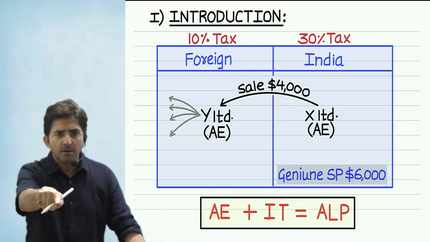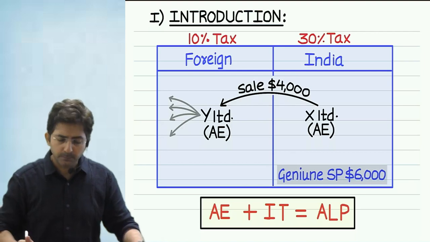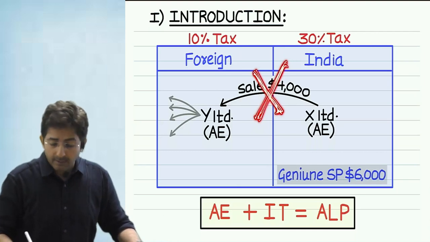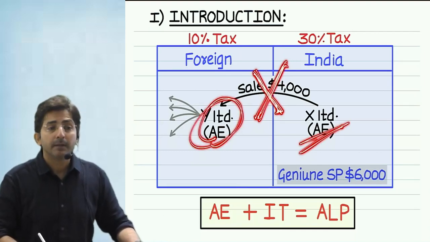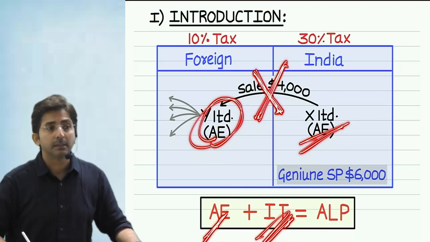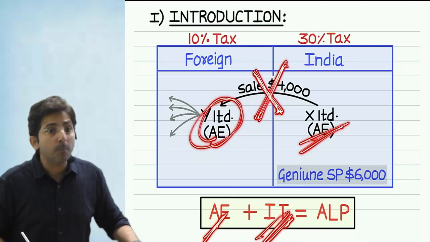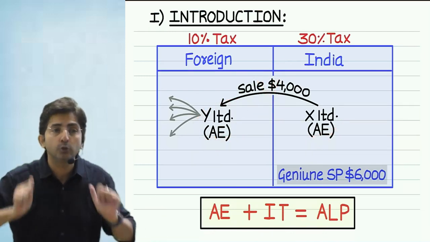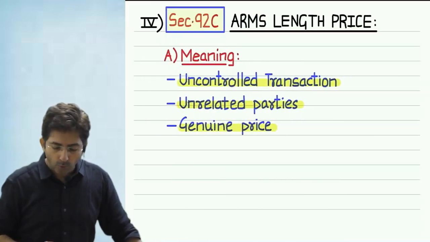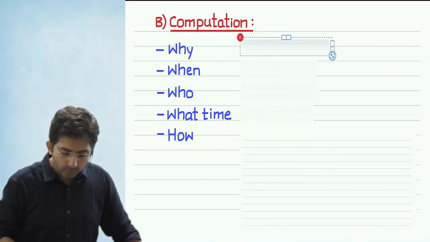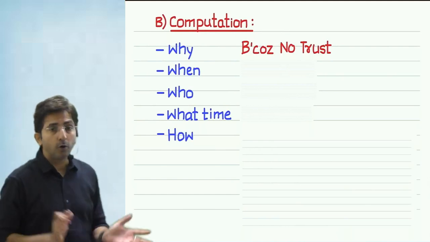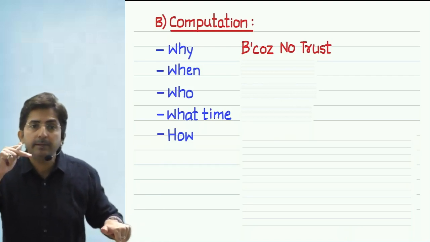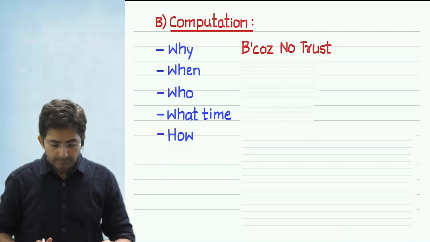You ask, why to compute ALP? The answer is because the law does not trust the price charged by the assessee to its associated enterprise in an international transaction. And since we have a threat of base erosion and profit shifting, it is necessary to find out the true, fair and genuine price. So in short, why to compute ALP? Because we don't trust the price charged by the assessee to its AE. AE means associated enterprise.